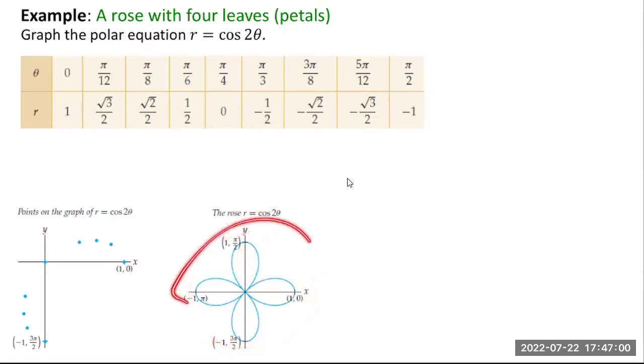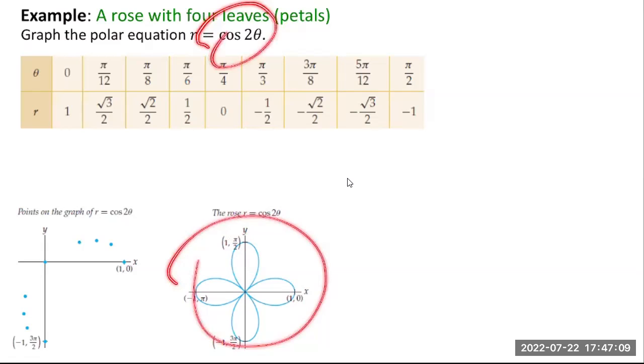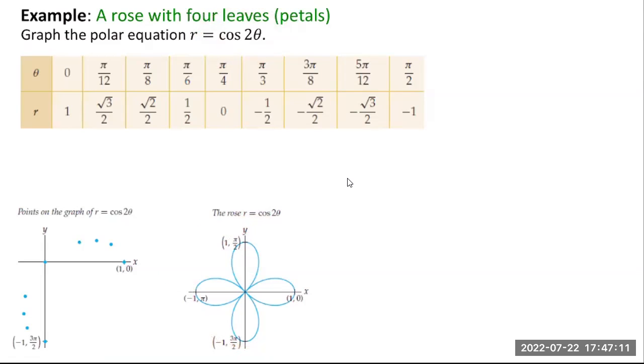We can determine how many leaves you are going to have by looking at this equation. In the next table, I will summarize that. Since we have 4 leaves for this equation, it is enough to consider the angles between 0 and pi over 2. If you can figure out the shape of this graph in one quadrant, then by symmetry we can complete the graph.